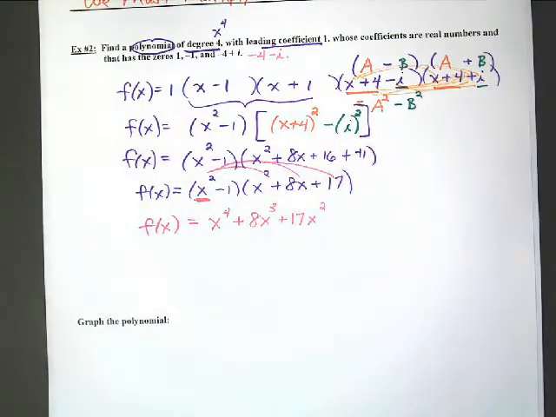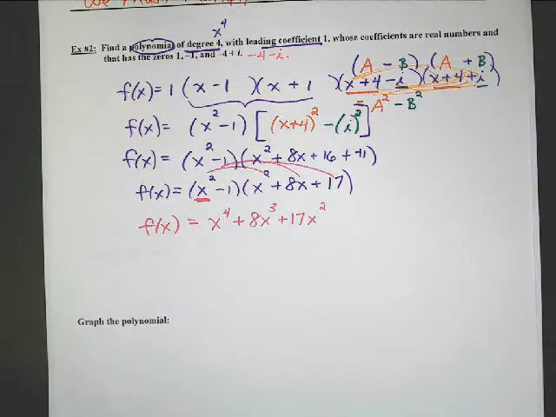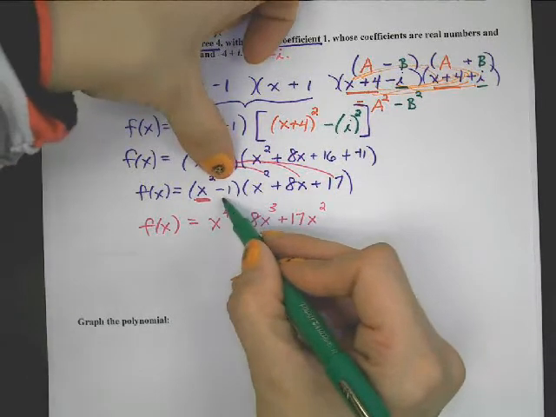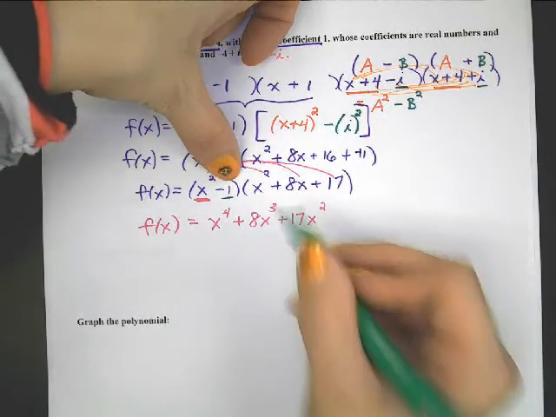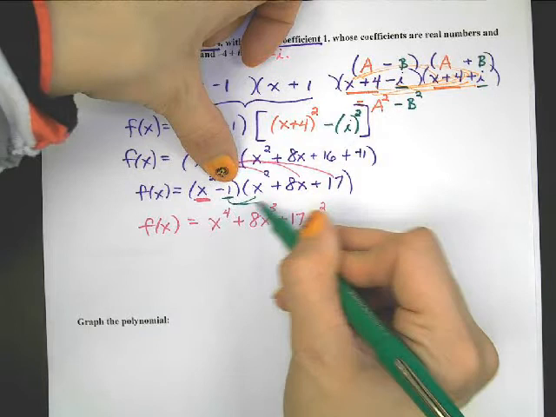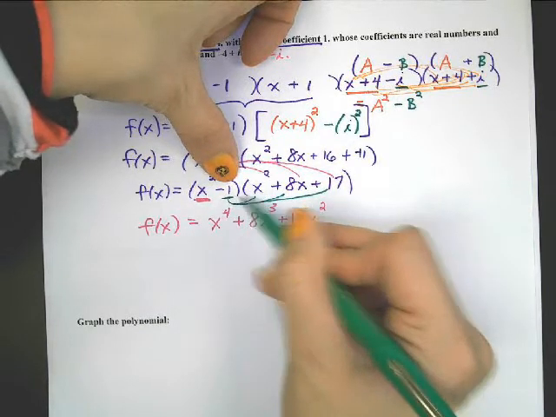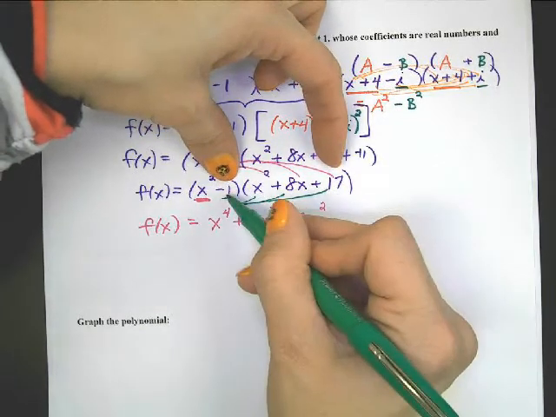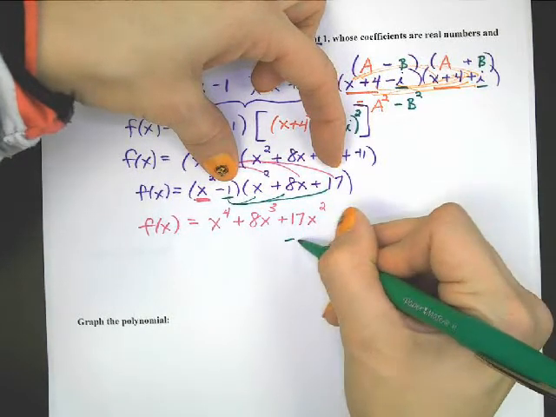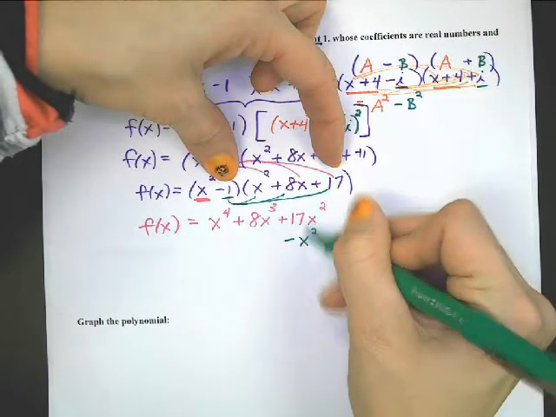Okay, now I'm going to change colors. And what some people like to do when they distribute the next thing is kind of line it up. So now it's negative 1's turn to get distributed. They each need to be the opposite of what they are. Negative x squared, and I'm going to put it here in the x squared column.